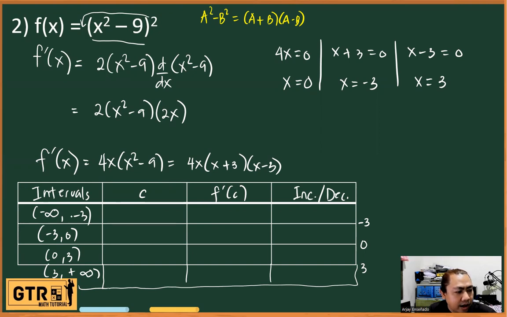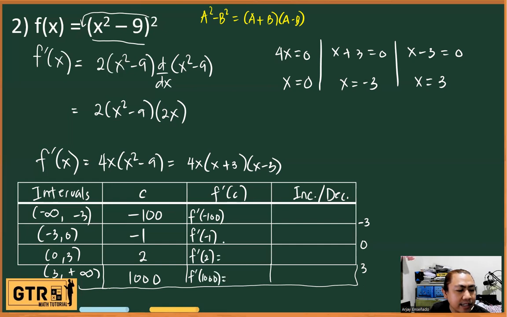So let's try -infinity to -3. We can use -10, or let's try -100, kahit anong number that is in this interval. So -3 to 0. So let's try -1. 0 to 3. So we can use 2. 3 to infinity. So we can use 1,000. Okay, any number in the given interval. And then let's substitute. F prime of -100, f prime of -1, f prime of 2, f prime of 1,000.